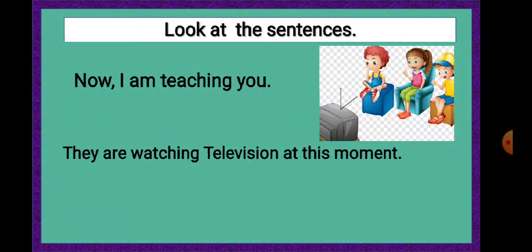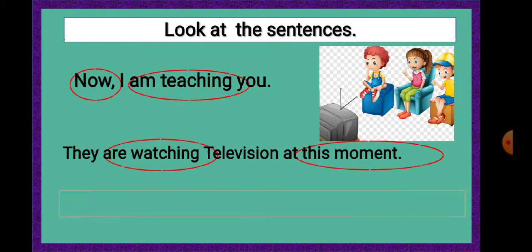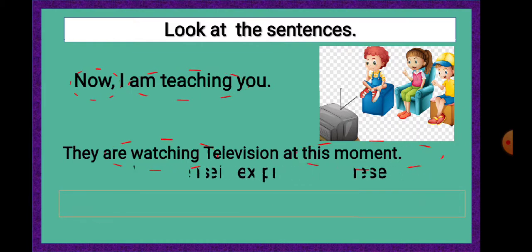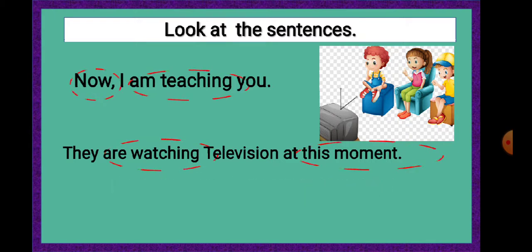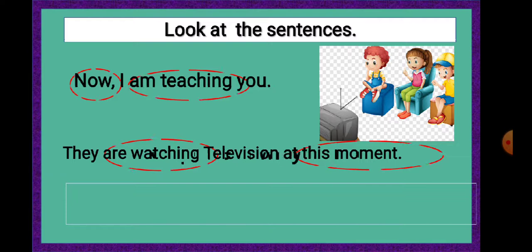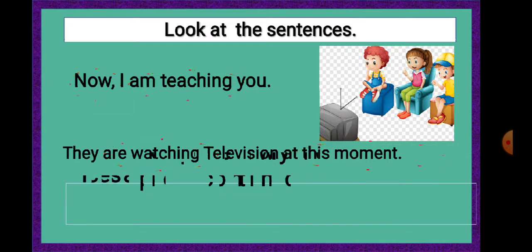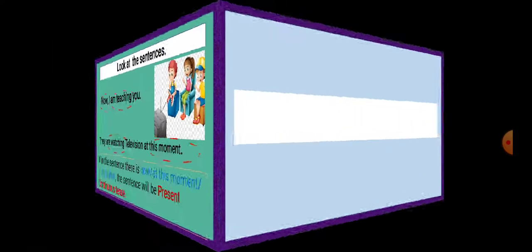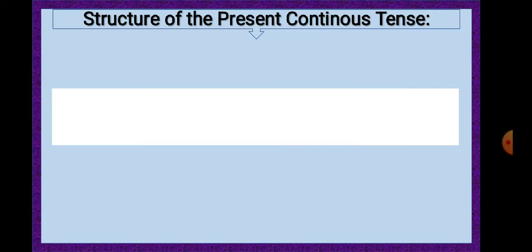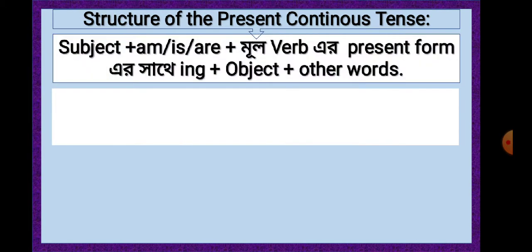Look at these sentences. Now I am teaching you. They are watching television at this moment. You see, these sentences are written in present continuous tense. If in the sentence there is now or at this moment or at this time, the sentence will be present continuous tense. You see the structure of the present continuous tense.